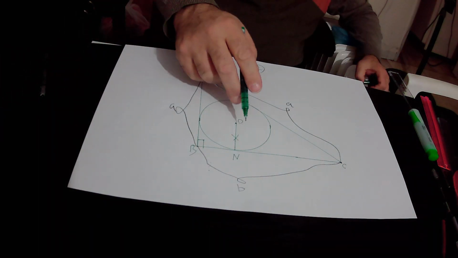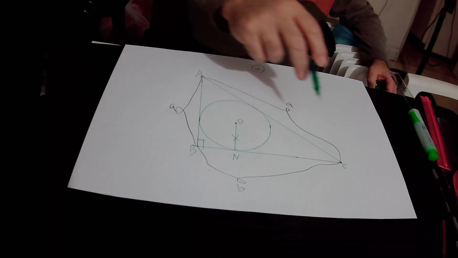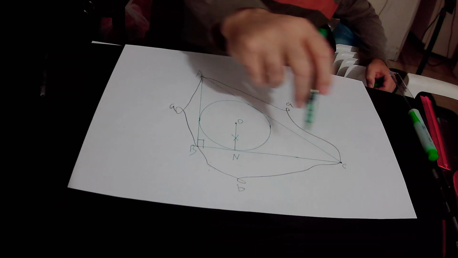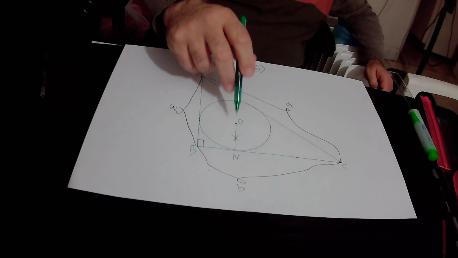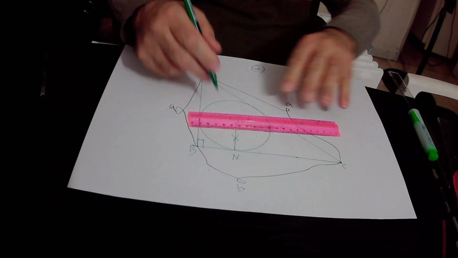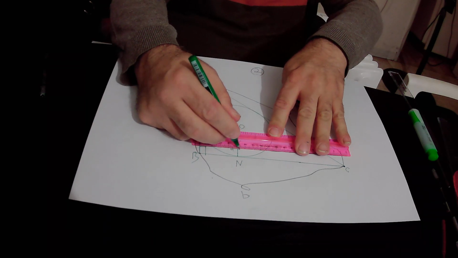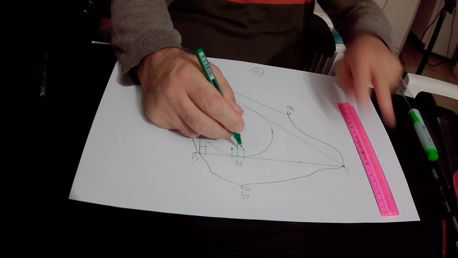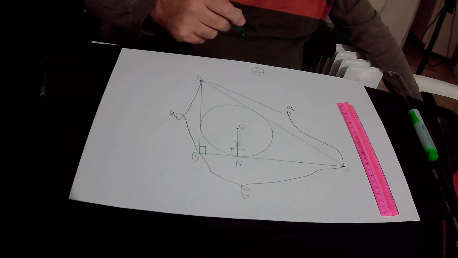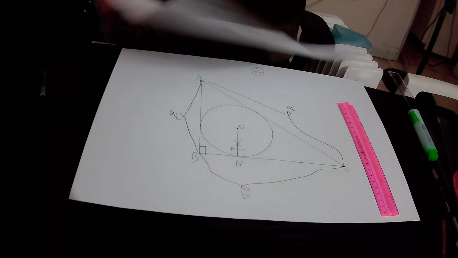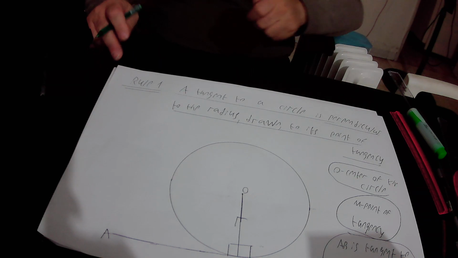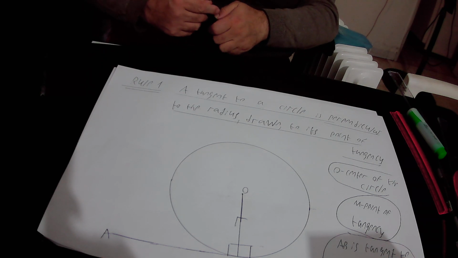The radius ON is drawn to point N, that is the point of tangency of tangent BC with this circle, and whenever you have a radius that is drawn to the point of tangency, then tangent BC will be perpendicular to the radius NO. That is to say, this angle equals 90 degrees, and this angle will also equal 90 degrees according to rule number 1. According to rule number 1, a tangent to a circle is perpendicular to the radius drawn to its point of tangency.